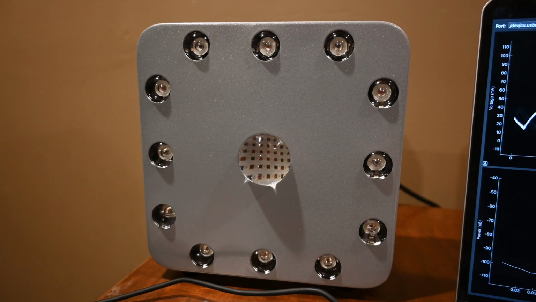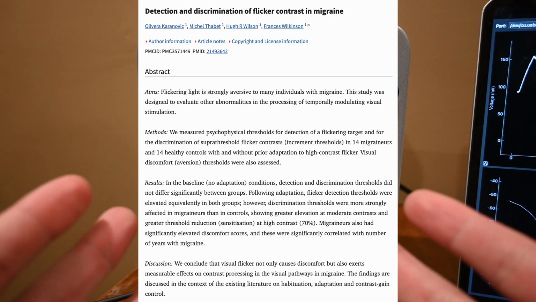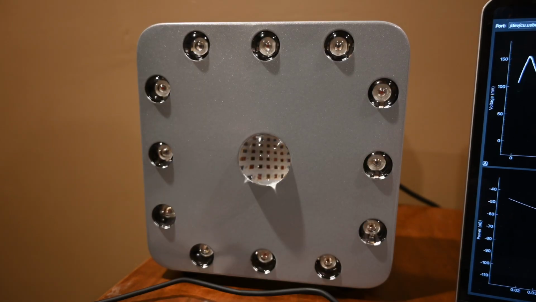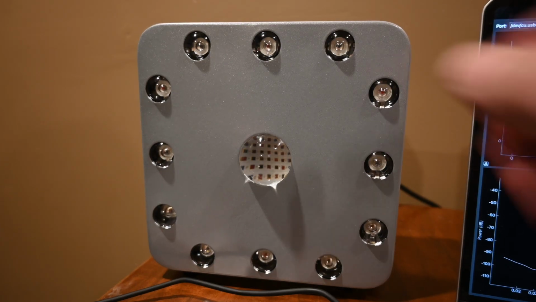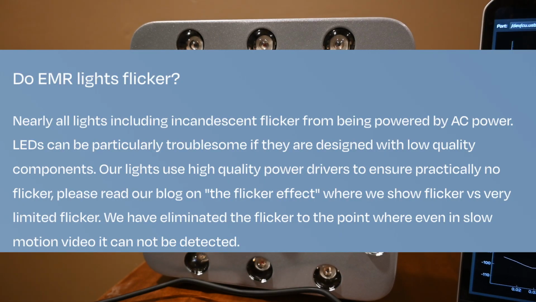Flicker is something you generally don't want in a light you're going to be exposed to because it can cause headaches, eye strain, even migraines can be brought on by flicker. So definitely in a red light therapy panel, you don't want to be exposing yourself to high intensity red flickering lights. The EMR-TEK website says that this light is low flicker, but they don't provide any testing that I could find, and they referenced a blog post about it, but I also couldn't find that.